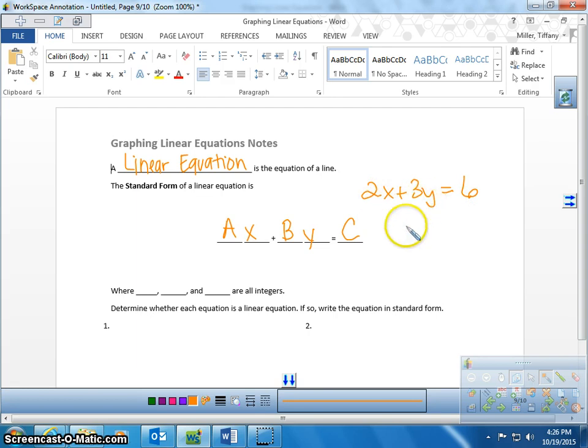My x and my y are on the same side, and we have it equal to the number without a variable. So right here where it says blank, blank, and blank are all integers, that would be a, b, and c. Integers are just whole numbers. You have to have a whole number.